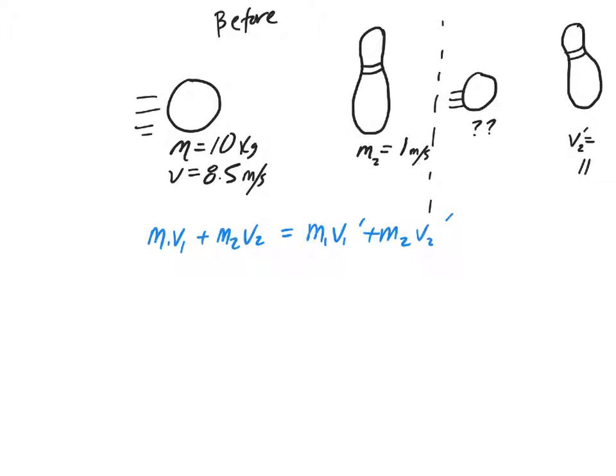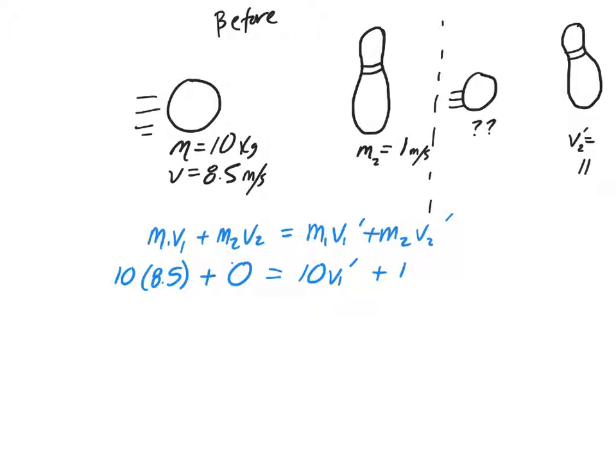All right, now we're going to plug stuff in. The bowling ball had a mass of 10 and originally had a velocity of 8.5. Plus, originally the pin was at rest, so even though it has a mass of 1, we put 0 here because 1 times 0 is 0. Afterward, we have the mass of the bowling ball, that's 10 still, and we don't know its velocity, so we're just going to leave it there. Plus, we know still the mass of the pin is the same, so we have 1.